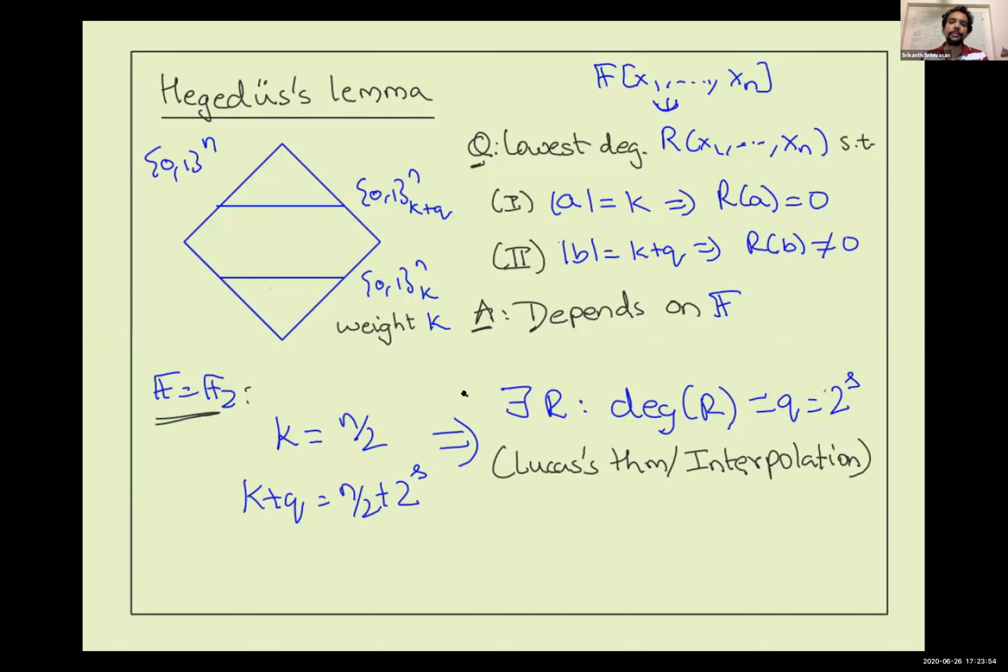And what Hegedus's lemma says is that this is tight. There is no lower degree polynomial that can do this. This lemma is actually a little bit more general than this. It works for various k and q, but this is in a nutshell what it says.